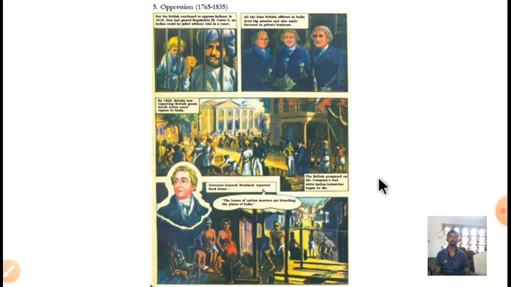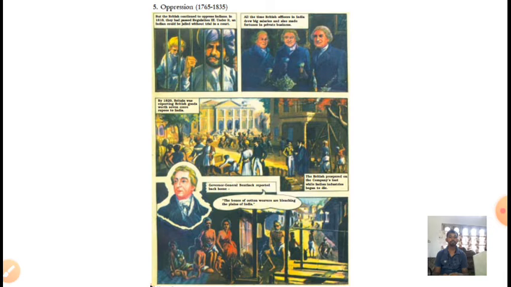So let's come to the next point, that is oppression. Oppression, 1765 to 1835. Oppression means, we say, one type of torturing the Indian people by the British people. They were thinking the Indian people were what? Uneducated, illiterate. So they were torturing them, they were putting them into jail. 1765 to 1835.